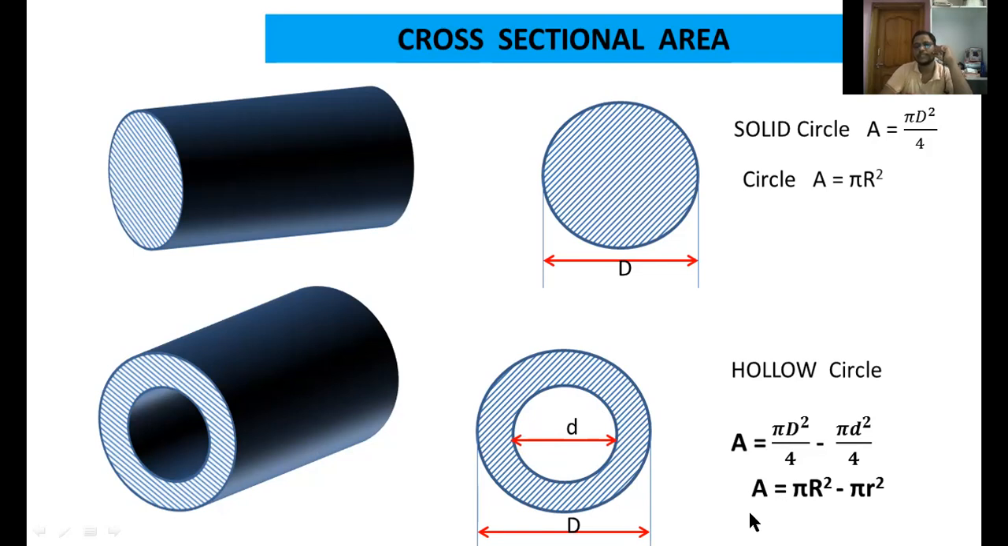As well as the area of a hollow circle in terms of radius equals pi R square minus pi r square. Here capital R is the radius of the outer circle, small r is the radius of the inner circle. So these are the cross-sectional areas for solid circle and hollow circle. These two are very important from our subject's point of view.